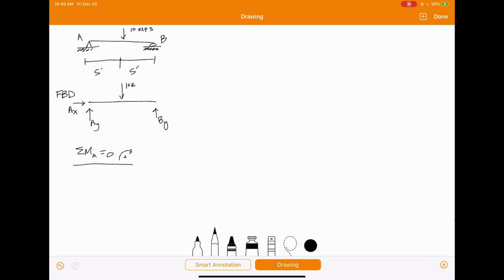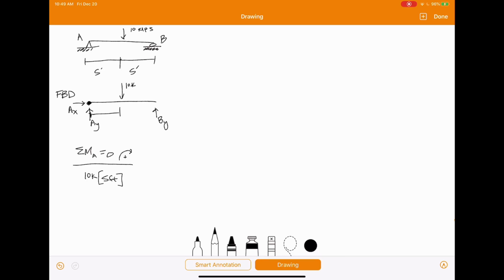So I'm taking my moment about this point here. You're going to take every force and multiply it by its moment arm. Now for AX and AY, their moment arm is 0, so they don't cause any moment about point A. So we'll start with this 10 kip force there, and its moment arm is the perpendicular distance over to the point you're taking your moment about. So that's going to be 5 feet.